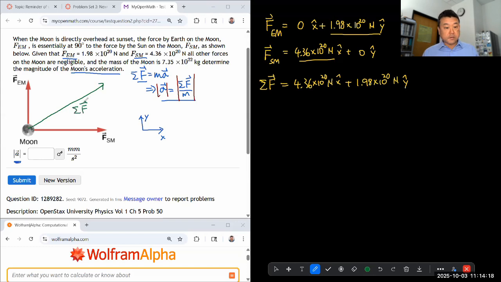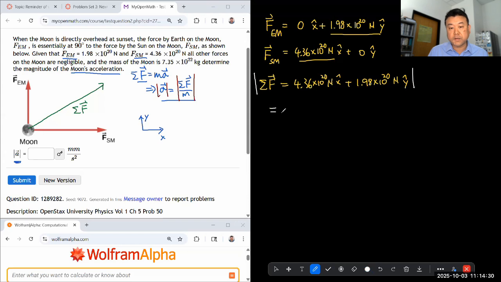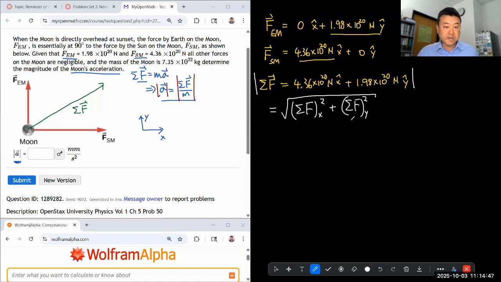So I think I can do the rest of the calculation in Wolfram Alpha. The rest of the calculation is I need to figure out the magnitude of the net force, and that magnitude will be the square root of the x component of the net force squared plus the y component of the net force squared. Add them, take the square root, and that will give me the magnitude. And then once I have that, I'm going to divide by the mass, which will give me the magnitude of the acceleration. So let me do all that in Wolfram Alpha here.